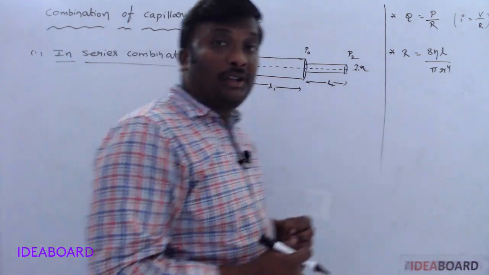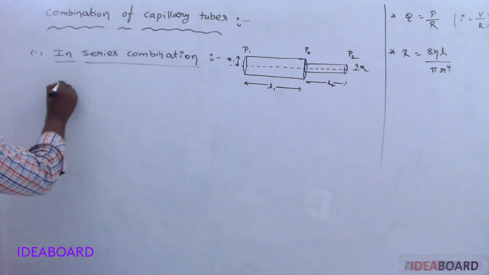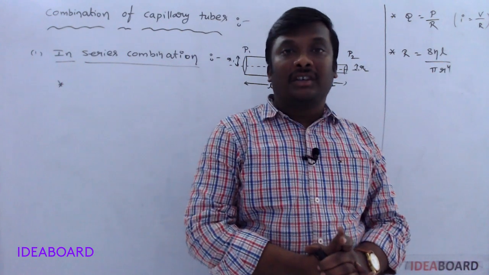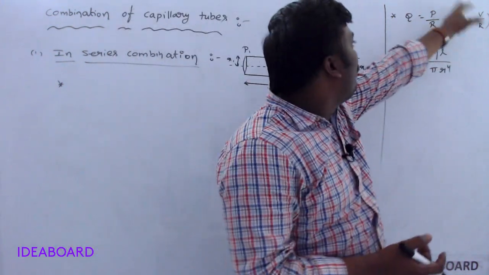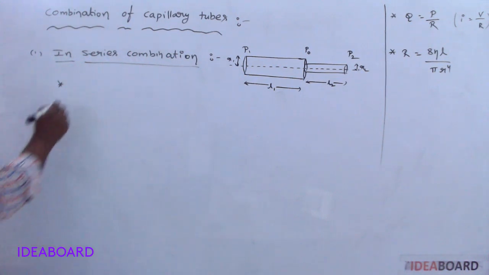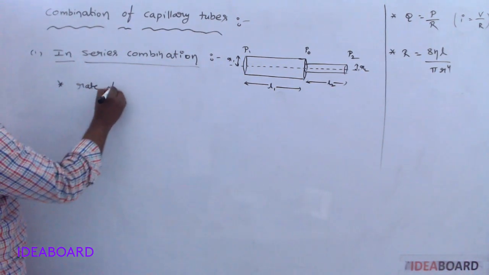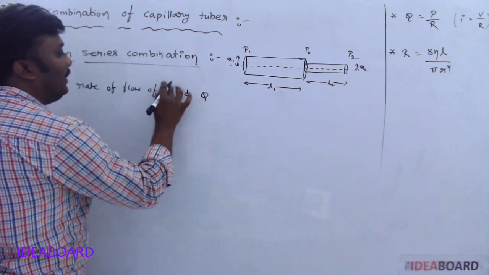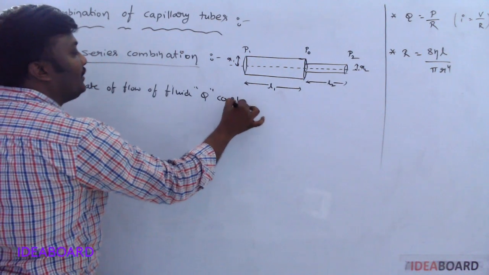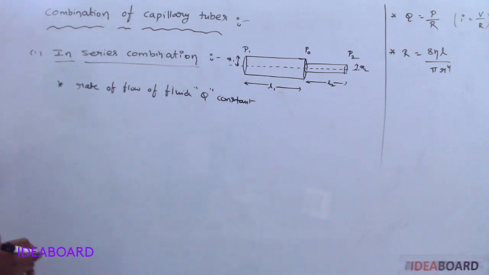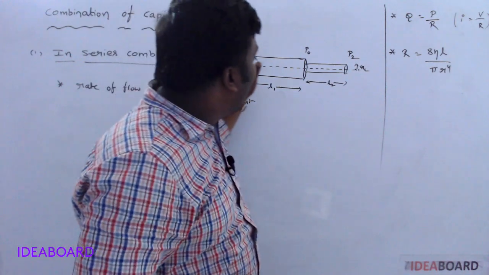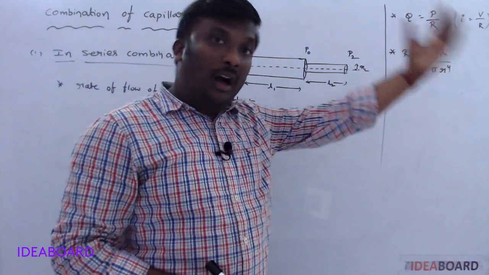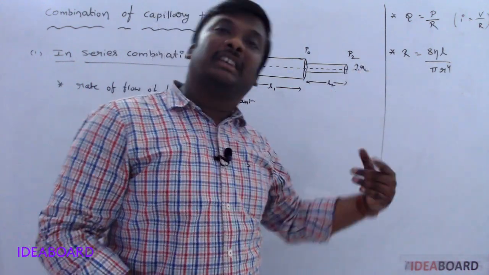Clear? In series combination, we know from second year about Ohm's law that generally current remains constant. Here, current is analogous to Q. So, what is the meaning of Q? Rate of flow of fluid. Q remains constant during the series combination. So how much fluid enters, that much fluid leaves from the second capillary tube or third capillary tube. It is not applicable only for two, maybe three or four.